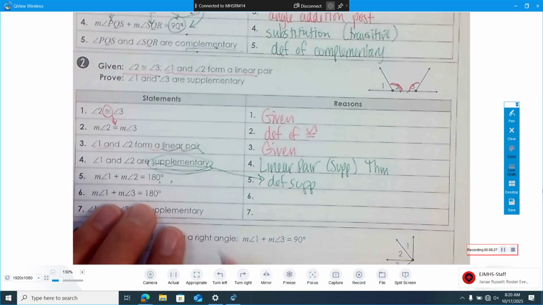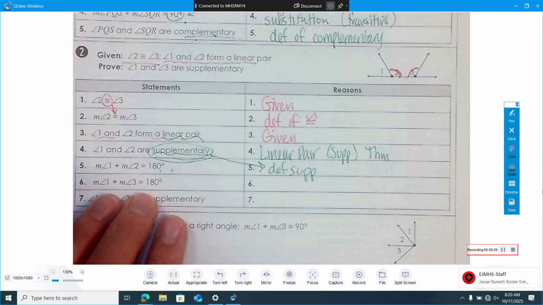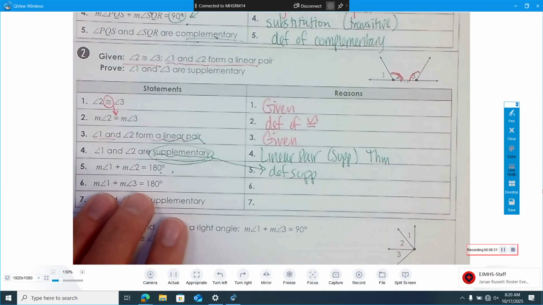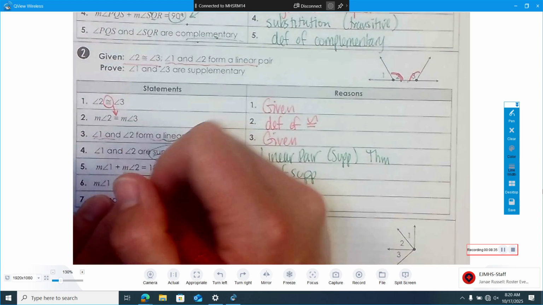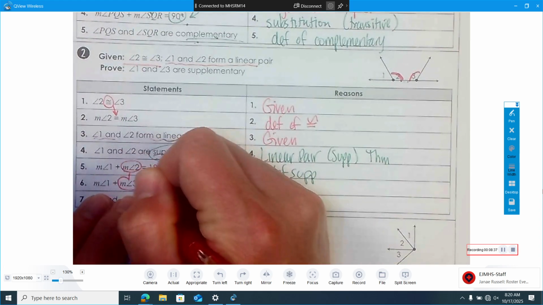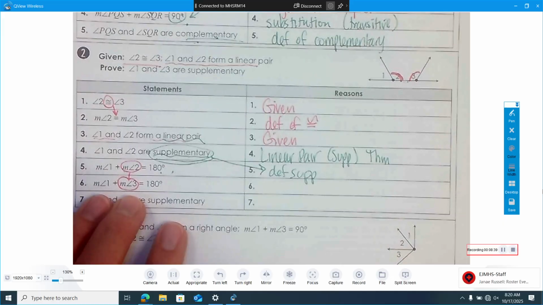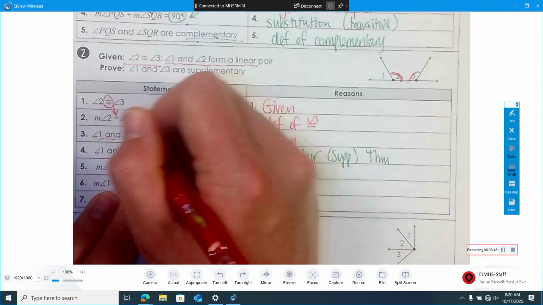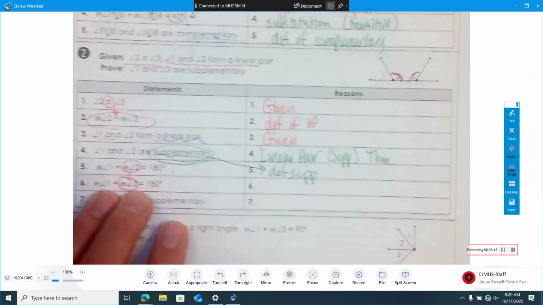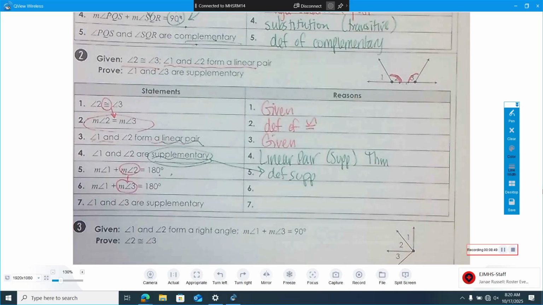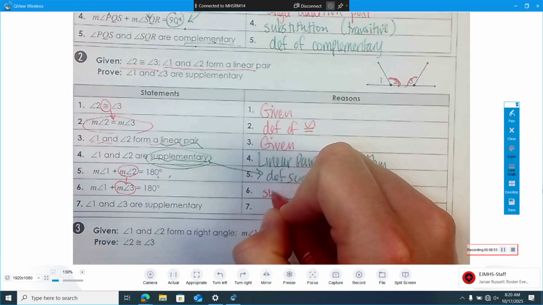Interesting. Look at number 5 and 6 here. Step 5 and 6. Look at what stayed the same and what changed. Yeah, angle 2 swapped out for angle 3. That's what changed. Why? Because they were equal to each other. Right here, they say they're equal. And how do we take one thing out and put one thing in? Substitution.